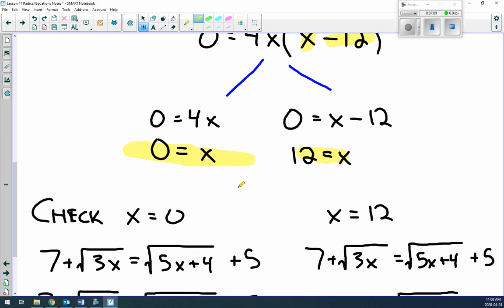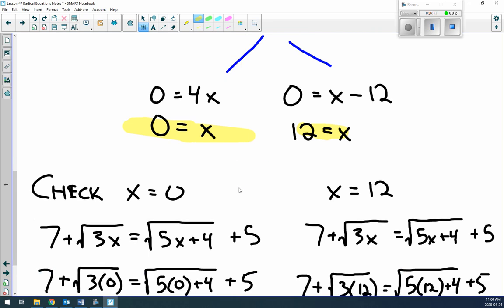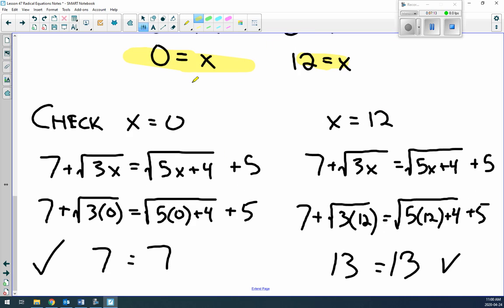Do those both work? Well, let's find out. The only way to do this is plug them back into the original. We plug x equals 0 into this one here, and x equals 12 into this one. We see if the left side equals the right side. We do all the work: 7 equals 7. Here, we plug in the 12. We do all the work: 13 equals 13. Perfect. So in that case, both of those are answers.